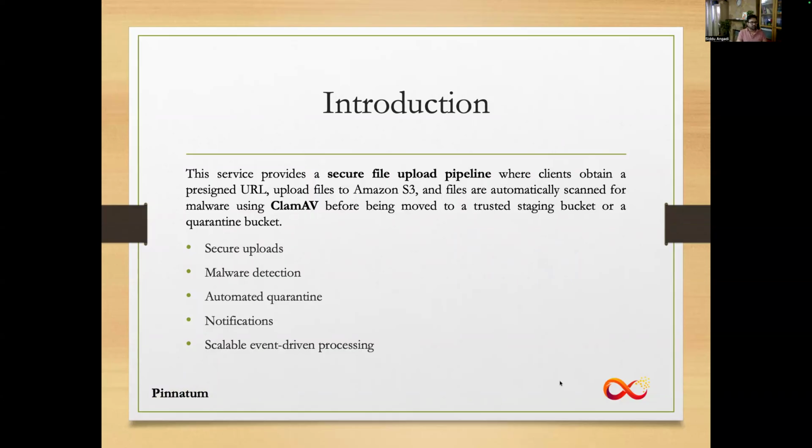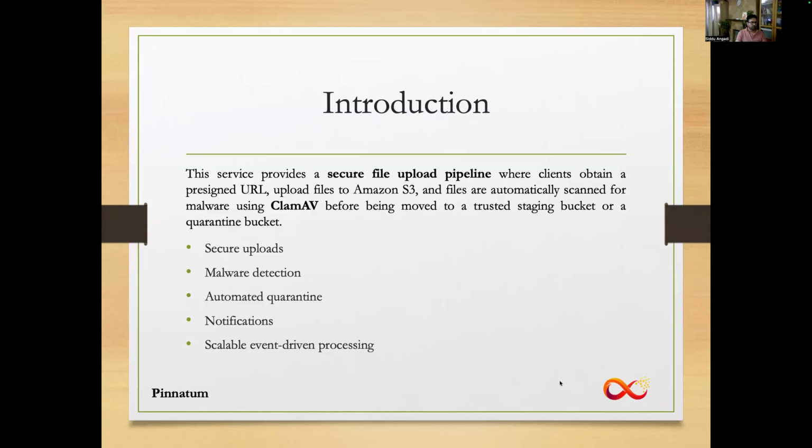This service provides a secure file upload pipeline. Almost all companies have a requirement to get a file from an external customer or public users, and that file needs to be uploaded to their environment. Here I'm using AWS, so I use a pre-signed URL to upload the file to S3. Once a file comes to S3, it is automatically scanned for malware using ClamAV before being moved into the trusted staging bucket.